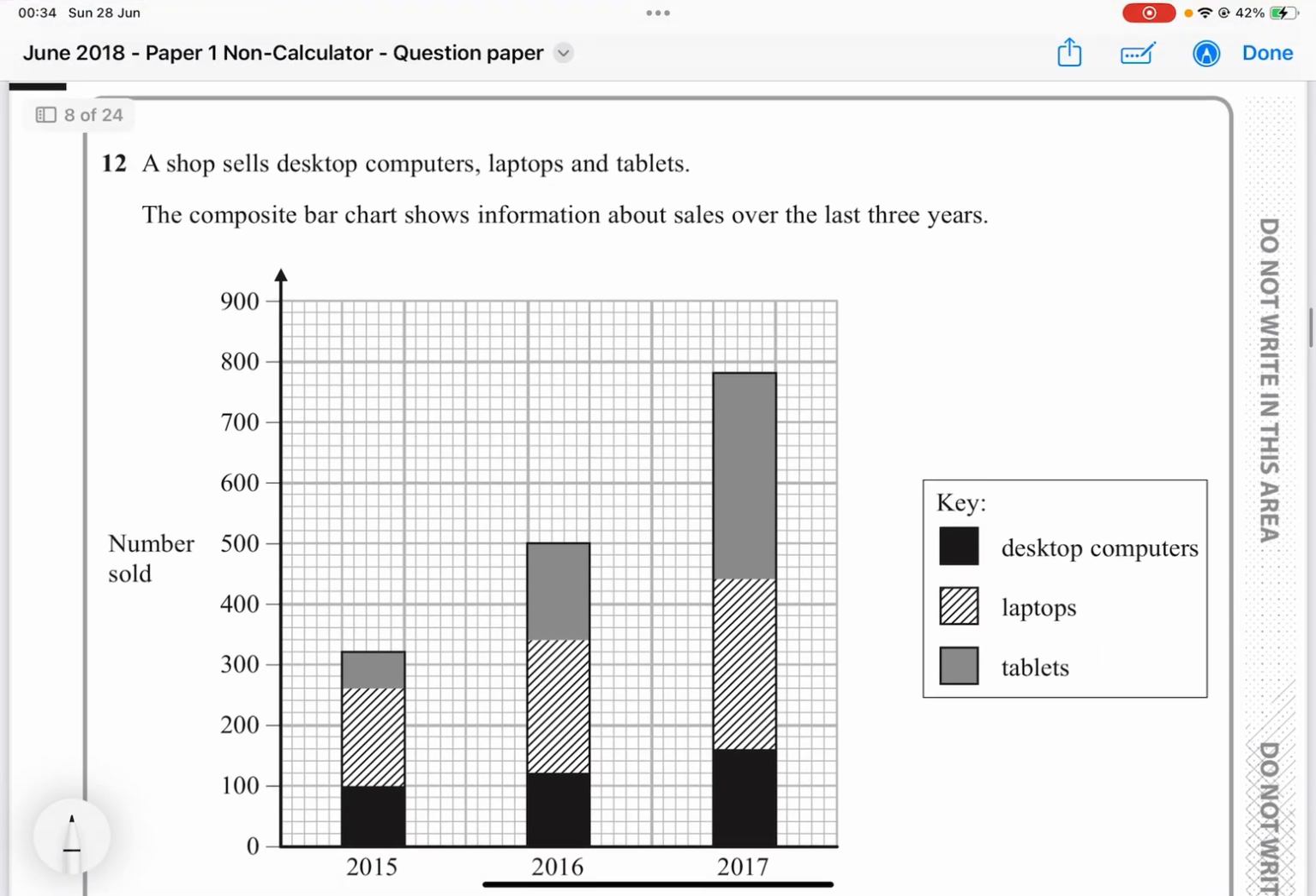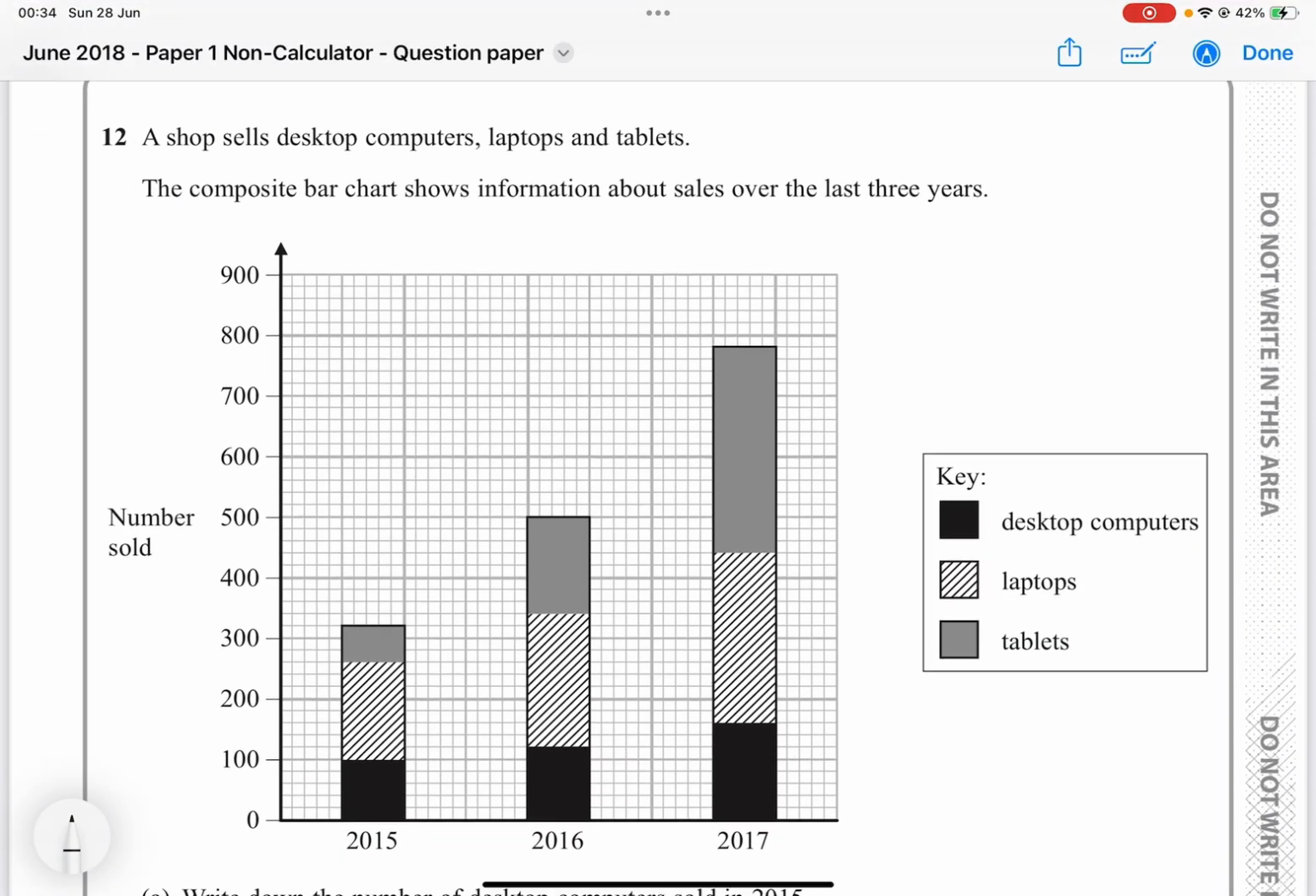Okay, question 12. A shop sells desktop computers, laptops, and tablets. The composite bar chart shows information about sales over the last 3 years. So here's the graph, and they've given us a key.